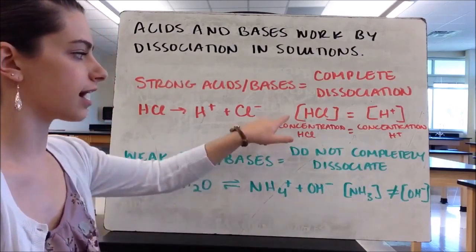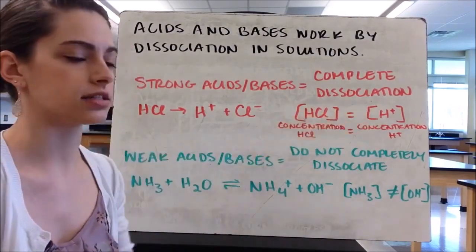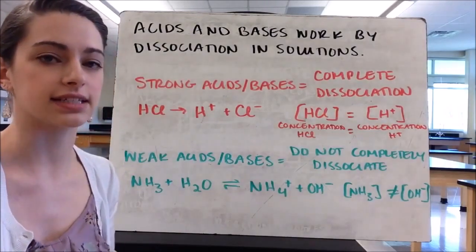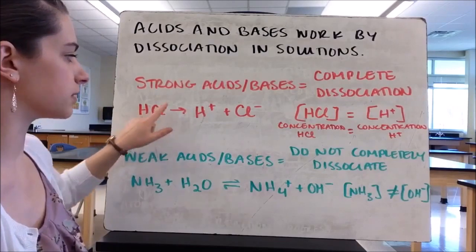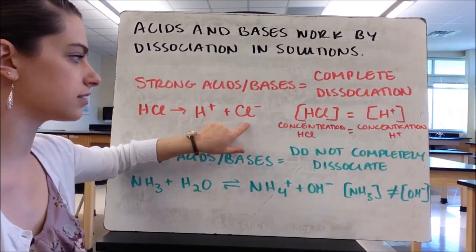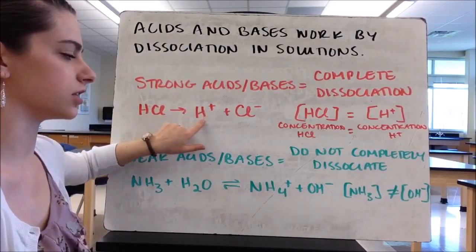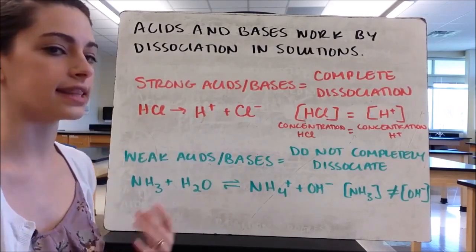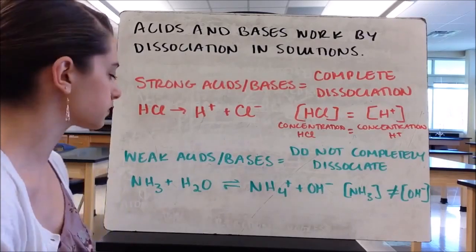This means that our concentration of hydrochloric acid is the same as our concentration of our hydrogen ion because it's completely broken apart. Since our hydrochloric acid has turned completely into its two ions, the concentration of the original acid is equal to the concentration of just the hydrogen ion. And that's going to be important later when we talk about how to calculate pH.